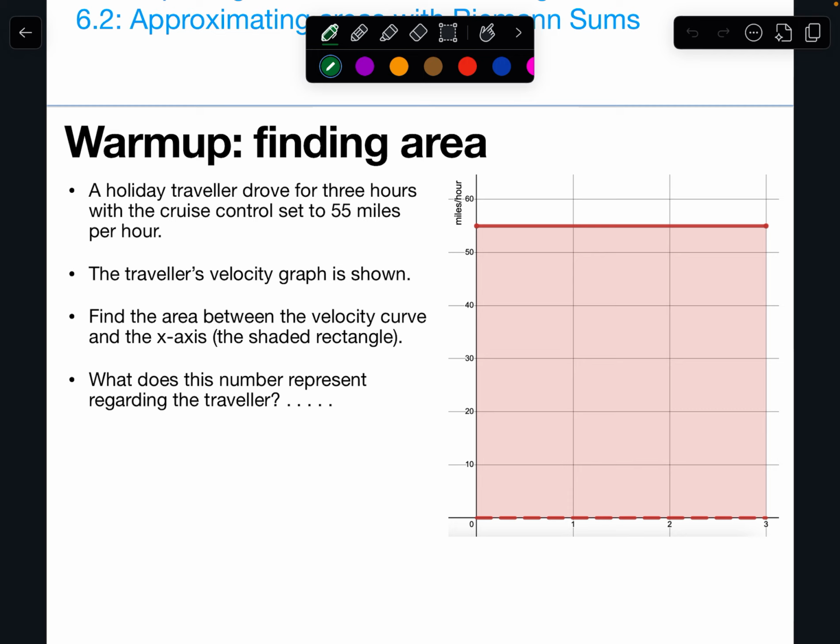So here's a little warm-up exercise. A holiday traveler drove for 3 hours with the cruise control set to 55 miles per hour. The traveler's velocity graph is then shown to the right. You can see it's constantly 55, constant speed, 55 miles per hour. Let's find the area between the velocity curve and the x-axis, right? That's the red shaded rectangle. And then we're going to talk about what that area represents. What does that number represent regarding this person's travel? Okay, so let's find that area here.